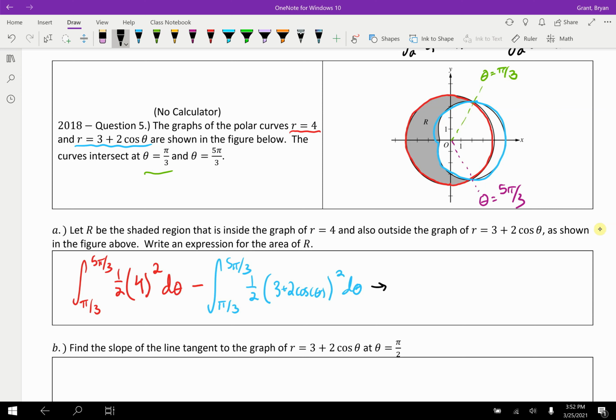If you wanted, you could also put this all together. You could notice there's a 1/2 in common. They also have the same limits of integration. And we could do it as something like this. We could factor out the 1/2 integral from pi over 3 to 5 pi over 3. And then 4 squared is 16, right? Minus, and actually, no, let's keep it 4 squared just so I can make a point, minus 3 plus 2 cosine of theta squared d theta. Either of those would work.